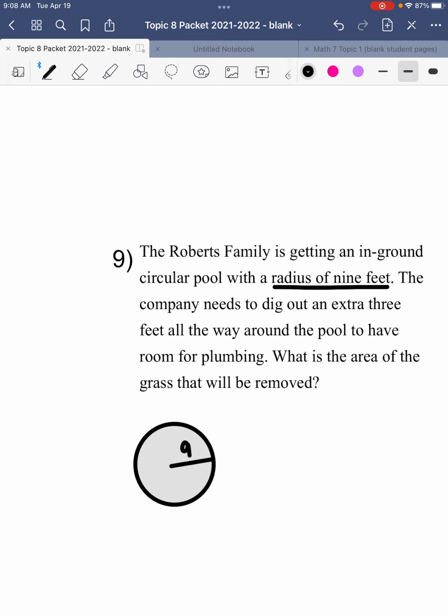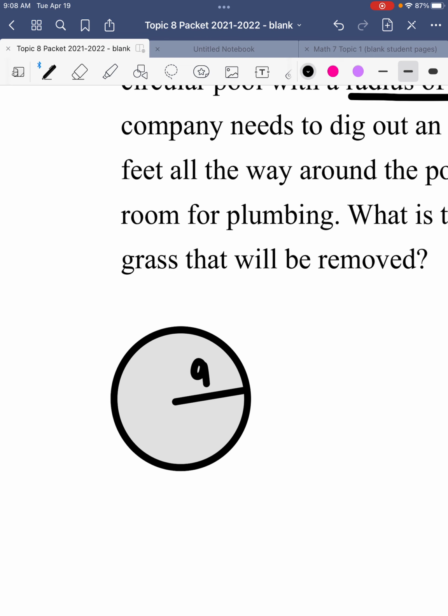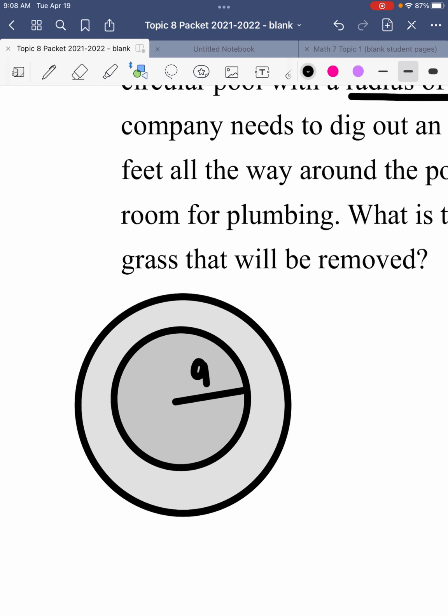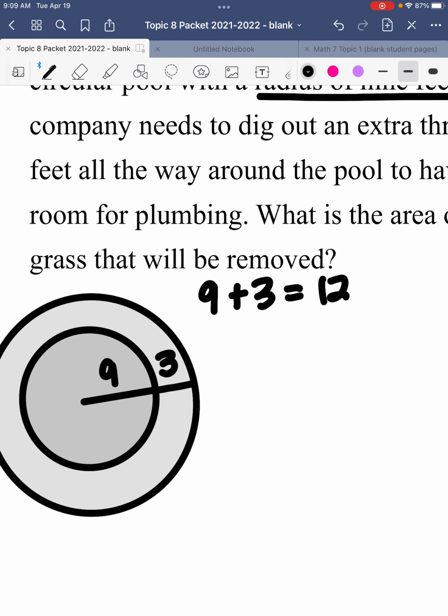But the company needs to dig out an extra 3 feet all the way around the pool to have enough room for plumbing. So that means they're actually going to make a bigger circle, right? And I know that it's going to be 3 feet all the way around. So there's going to be an extra 3 feet here. So what is the actual radius that will be dug out? Well, 9 plus 3 is 12. So my actual radius of the grass that will be removed is 12 feet, right?